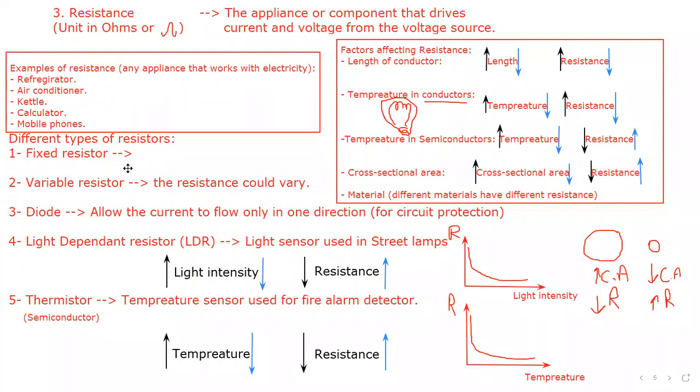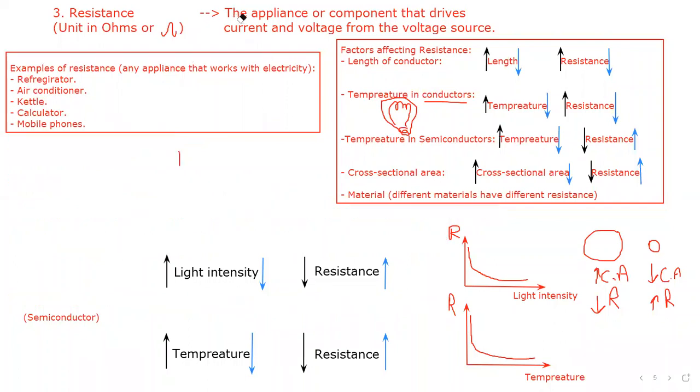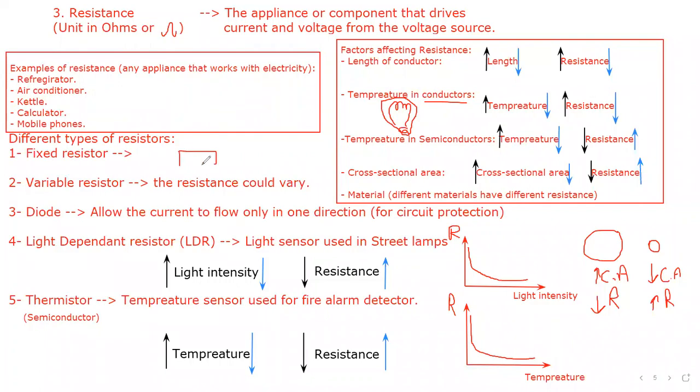What are the types of resistors? First of all, a fixed resistor. The symbol of the fixed resistor is like this. You will find the fixed resistor here. Here is the symbol of a fixed resistor. So it has a fixed value, for example, 200 ohms. A fixed value that will not change.